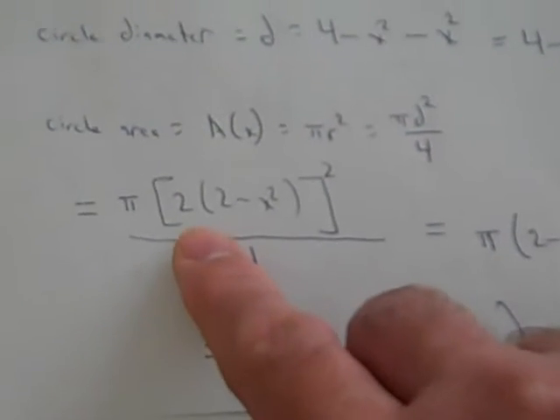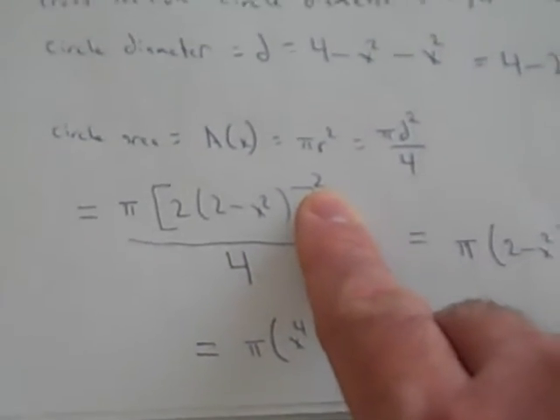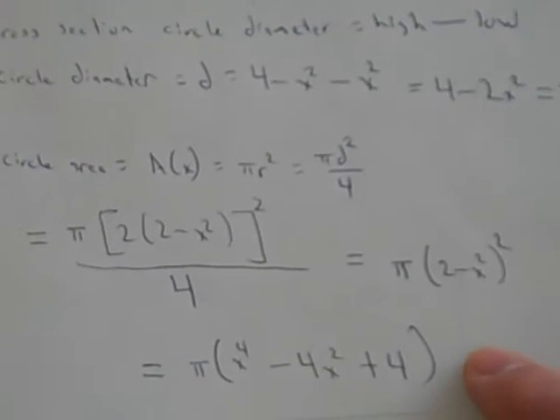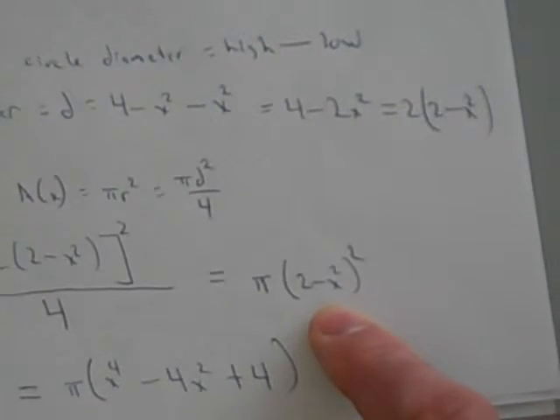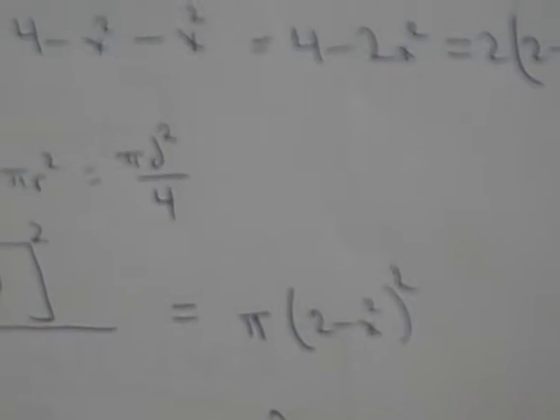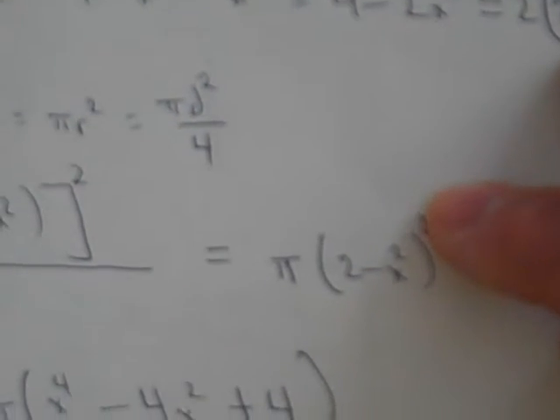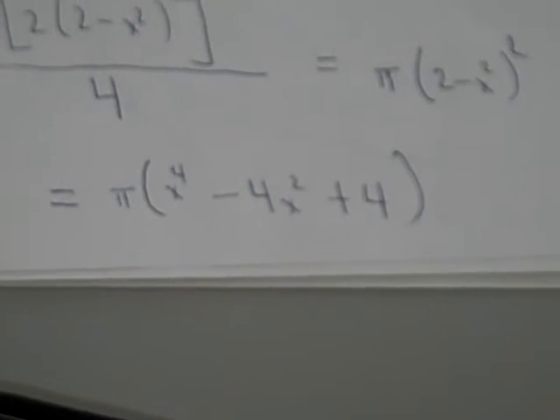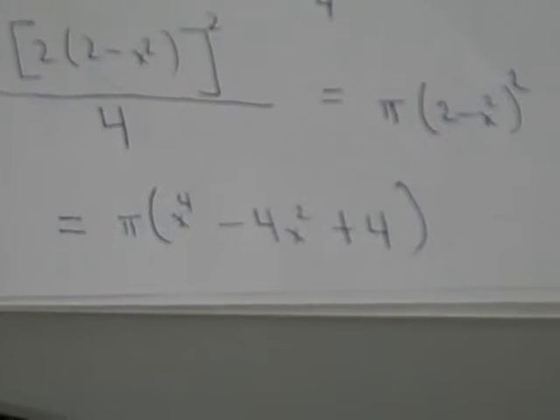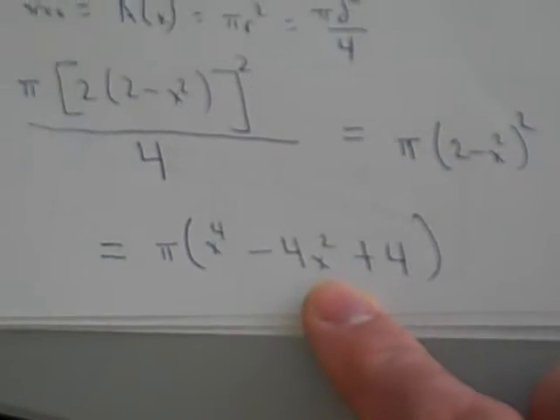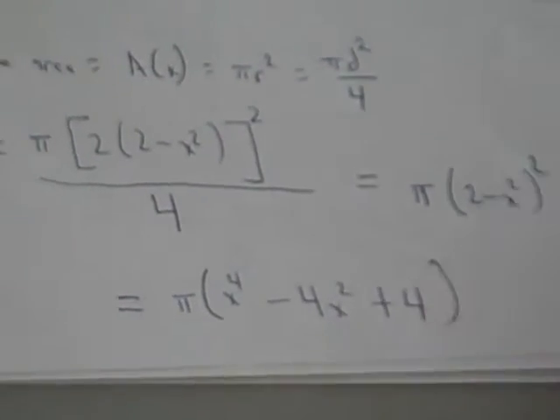But lo and behold, you can take the 2 out, you've got to square it, so you can take it out as a 4, and it cancels this 4 down here. And you just get pi and 2 minus x squared squared. That's a 2 there, and this is the number 2. And then you do FOIL, you square it out, and you'll get pi times x to the 4th minus 4x squared plus 4. So finally, that's our area, A of x. We had to do a little digging there.